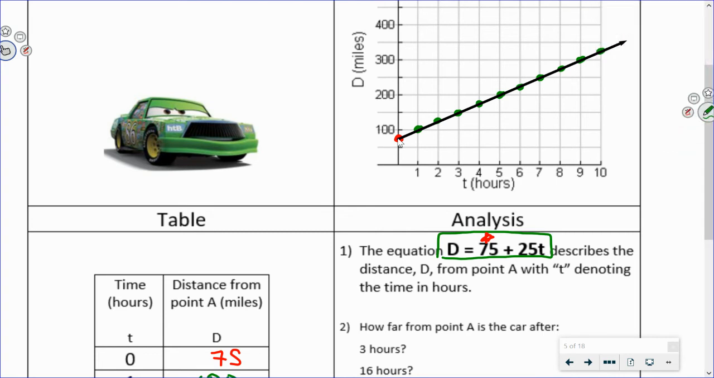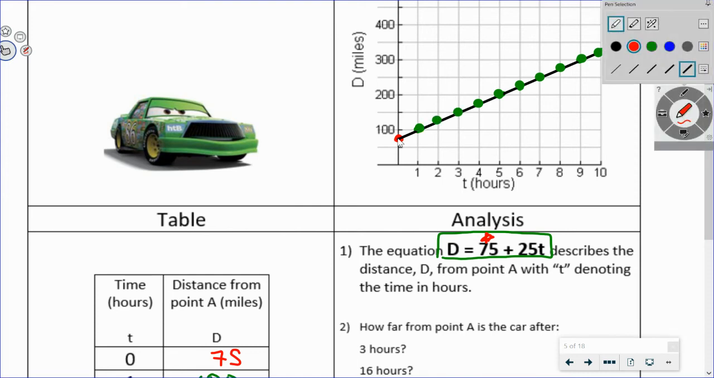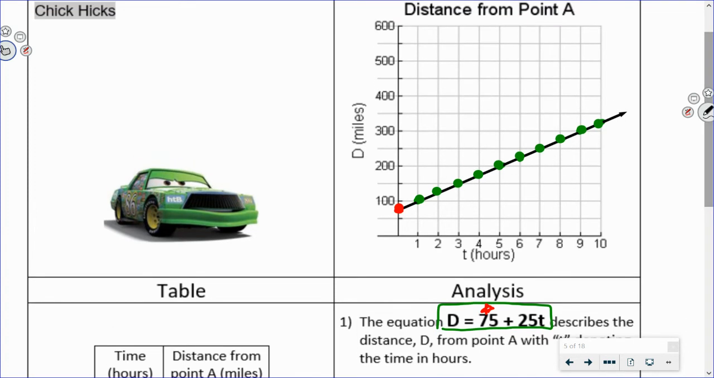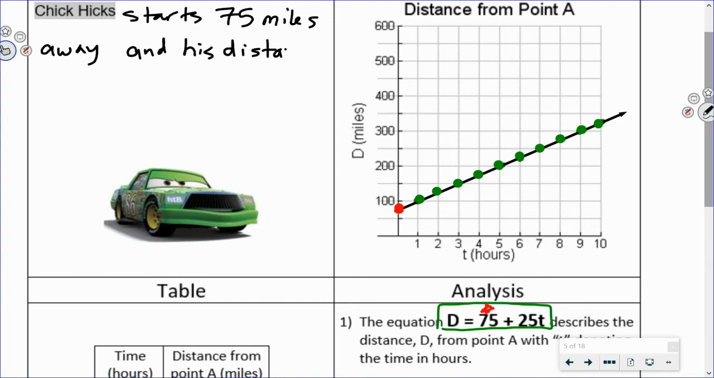And so, ladies and gents, now we have a fine-looking graph. Appears to be a linear relationship. And many folks at this point in the past, my students have liked to say, hey, Mr. Cowan, let's talk words real quick. I can tell you what's going on. Chick Hicks cheated, so he already starts 75 miles away. And his distance from point A, again, maybe that's his town, maybe that's Radiator Springs.